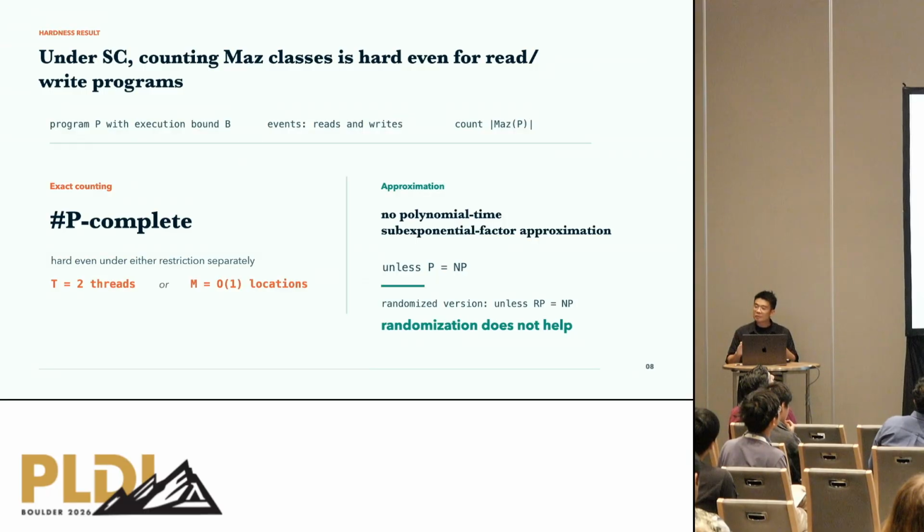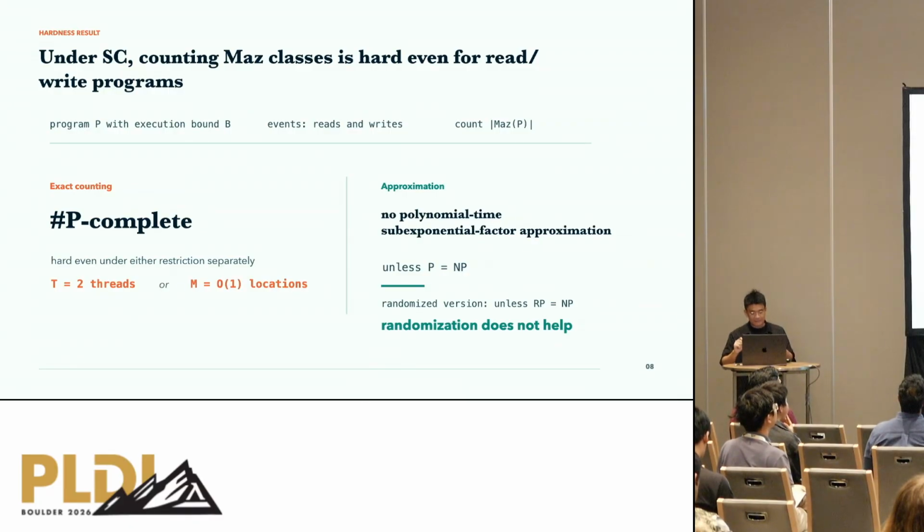So first, we want to understand how hard the counting problem is. And in the paper, we show that under the assumption of sequential consistency, the counting problem is hard, even for programs with purely read and write events. Namely, we show that the exact counting problem is #P-complete, even when either the number of threads or the number of locations is constant.